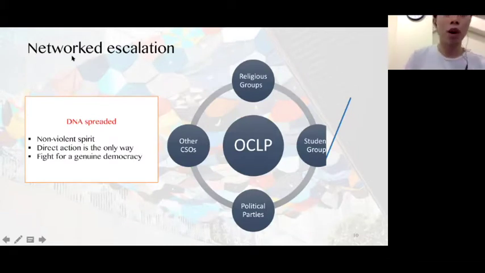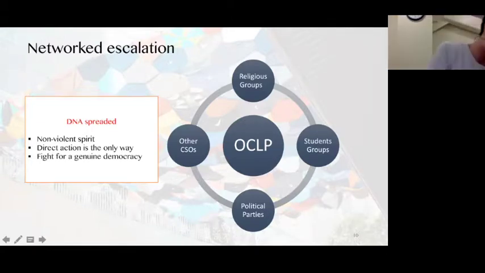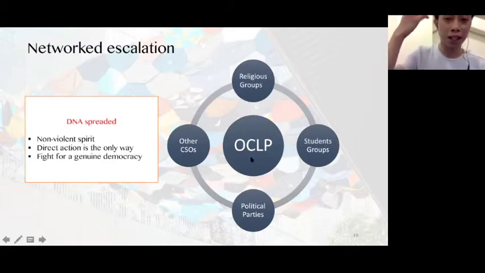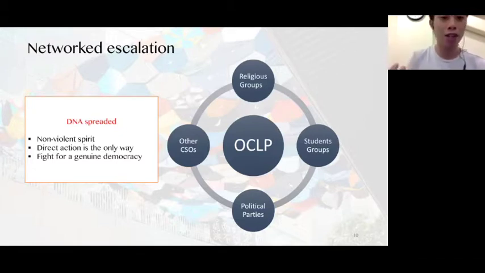And this is what we call networked escalations. The OCLP are at the center. They are like a spiritual guidance to other civil society groups. And surrounding the OCLP, there are religious groups we work together with. There are political parties that work together. There are civil society groups, student groups who work along with the Occupy Central Movement. And the Occupy Central Movement are like the brain of a body. They provide ideas, guidance, directions, and principles for nonviolent actions.